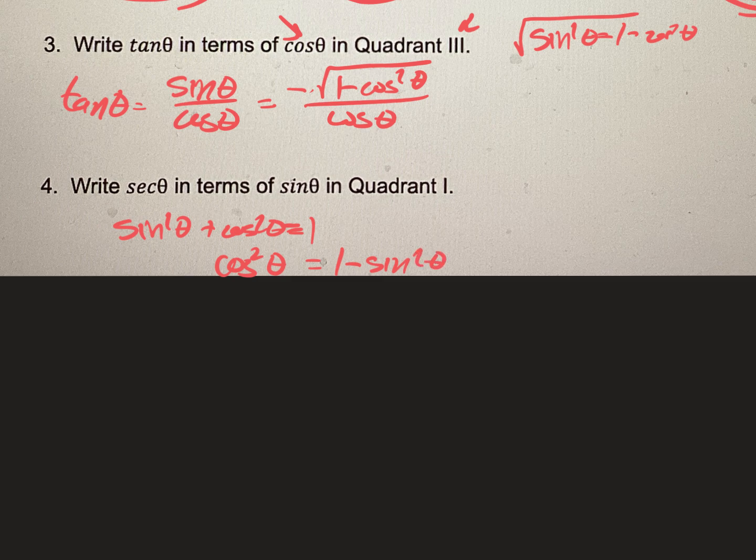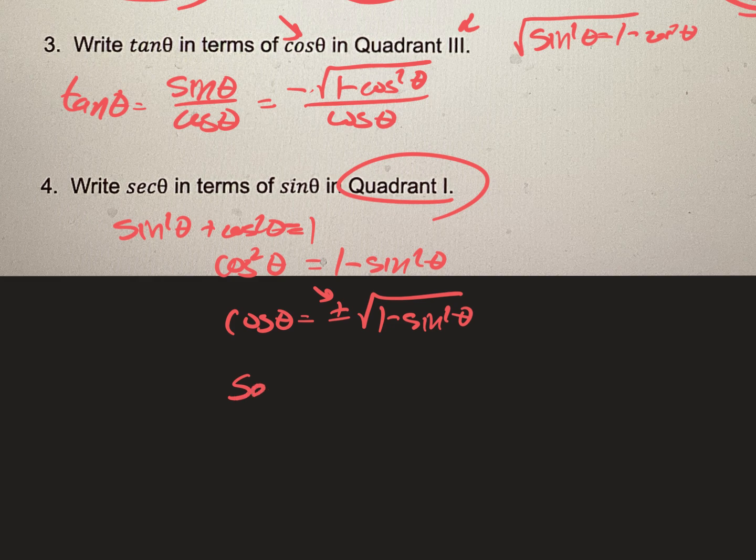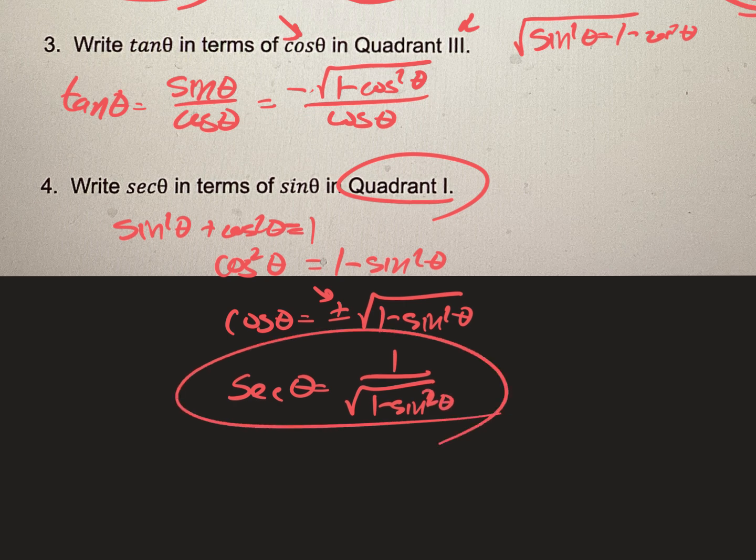Okay, now secant is reciprocal. So let's do this first. That means cosine is plus or minus the square root of 1 minus sine squared. And before going any further, I'm in quadrant 1. Everything is positive, so that plus or minus sign is going to be positive. So if I do secant, I'm going to get 1 over that square root. I'm going to actually let you leave that square root in your denominator right there. So there's secant in terms of sine.